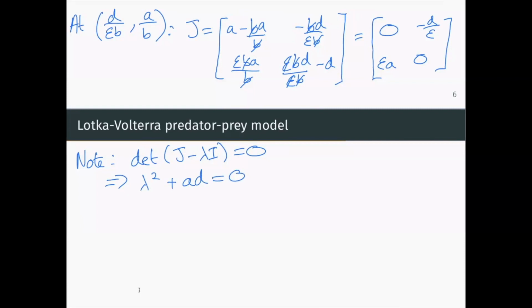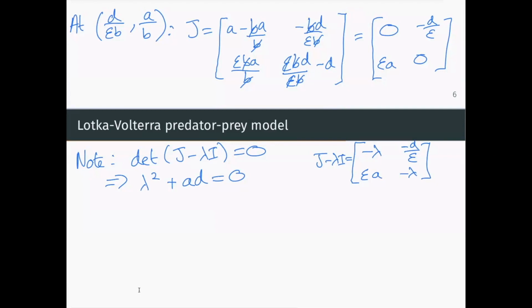So recall what we're doing here. If we look at our J minus lambda I, just to make sure what I'm doing here is clear, we have minus lambda, minus d over epsilon, epsilon a, and minus lambda. And we find the characteristic equation of this and set it equal to 0. We're going to have minus lambda times minus lambda, so we get a lambda squared, minus, and then this minus here, they're going to cancel out, so we'll have a plus epsilon a d over epsilon, so the epsilons cancel, and we end up with a plus ad. So that's where this equation here comes from.